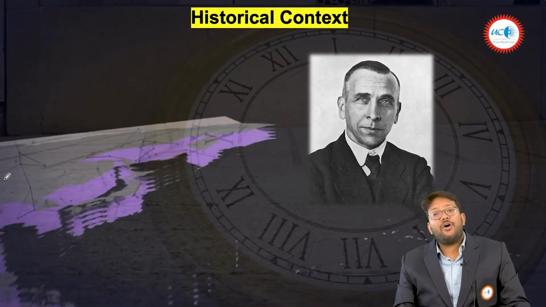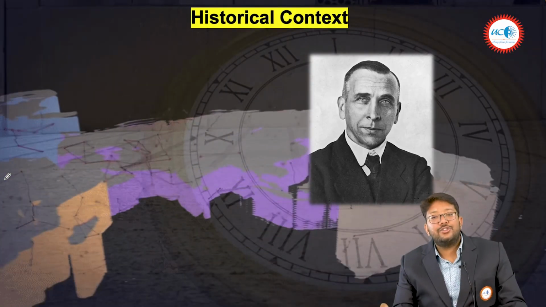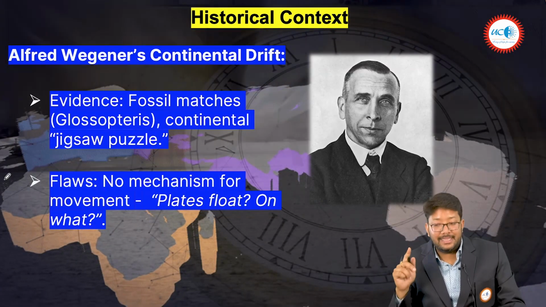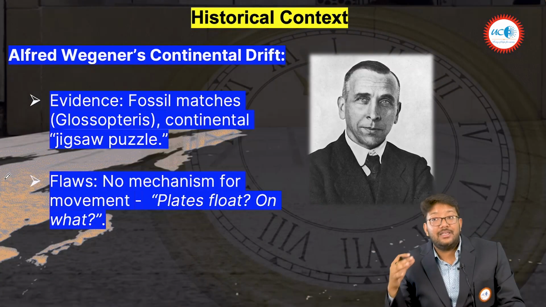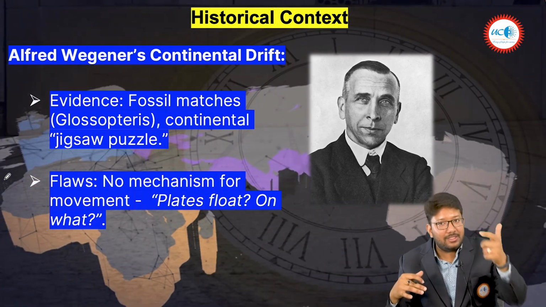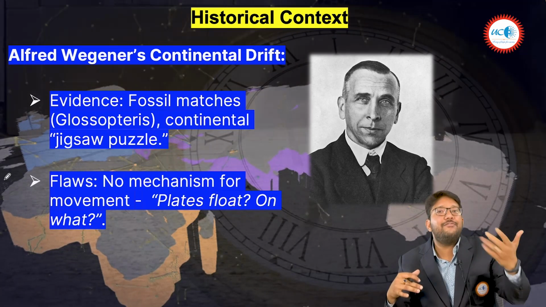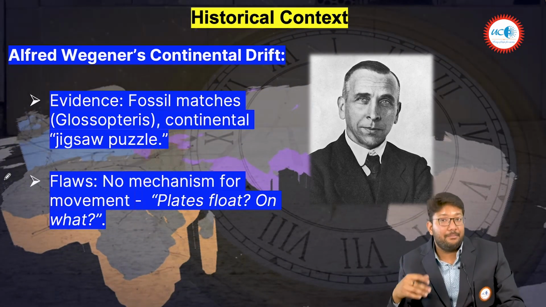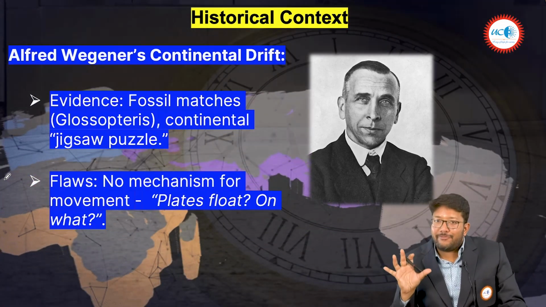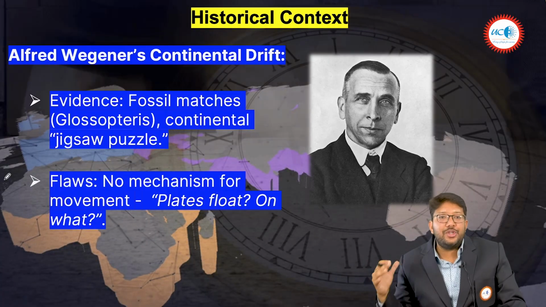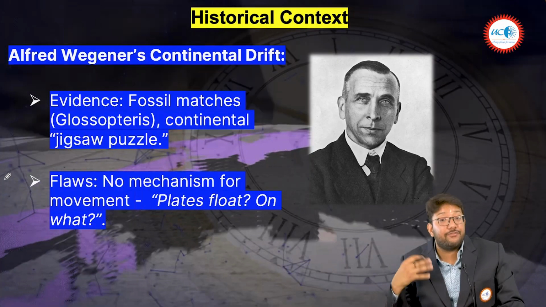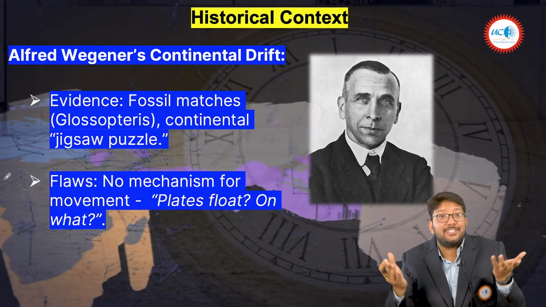So, if I talk about the historical context, students, this is Alfred Wegener. He gave the continental drift theory. In that, he gave some evidences. He told us about Pangaea and Panthalassa, and when some people asked him for proof, he gave various evidences like fossil matches and the continental jigsaw puzzle. The only flaw of this person was that he could not describe the mechanism of the movement, like what exactly the plates are floating on.